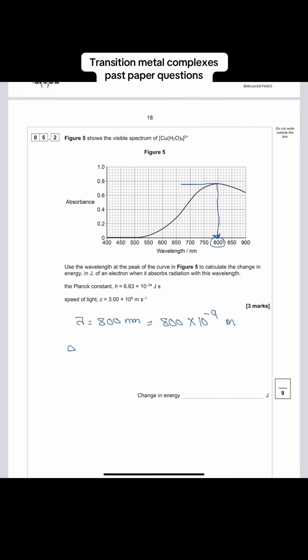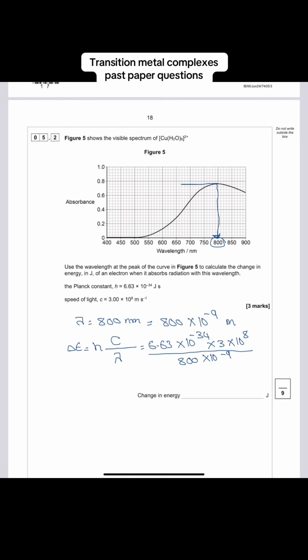And then delta E, or the energy, will equal the Planck constant multiplied by the speed of light over the wavelength in meters. The Planck constant is provided here, 6.63 times 10 to the minus 34, times the speed of light, which is 3 times 10 to the 8, divided by the wavelength, which is 800 times 10 to the minus 9 meters, and that should give you this value here.